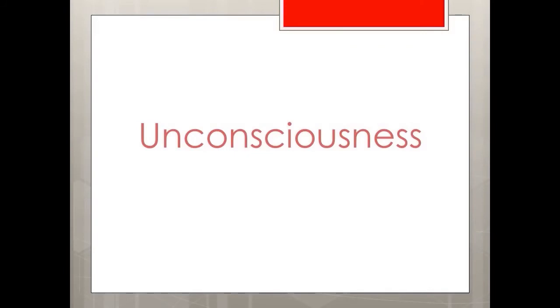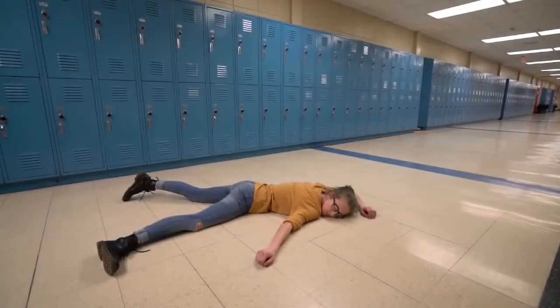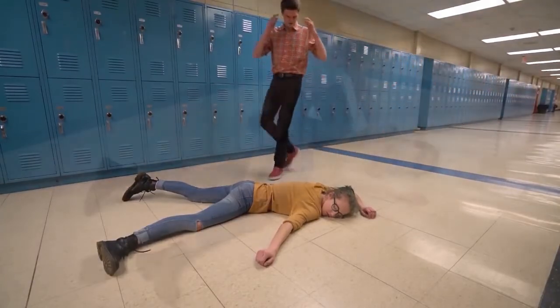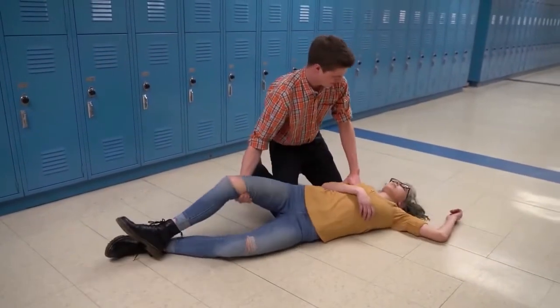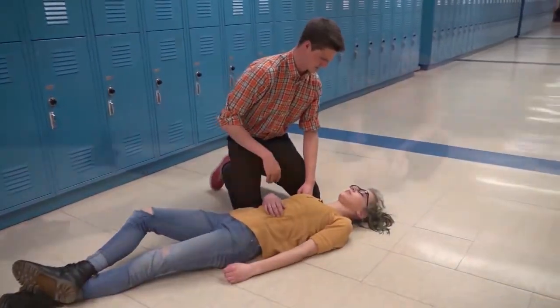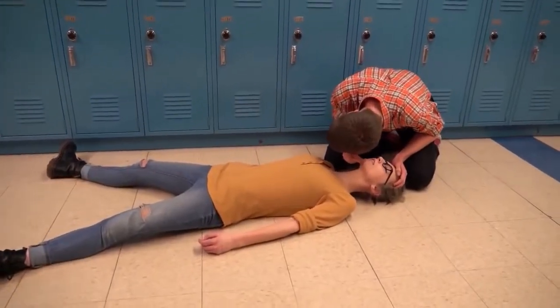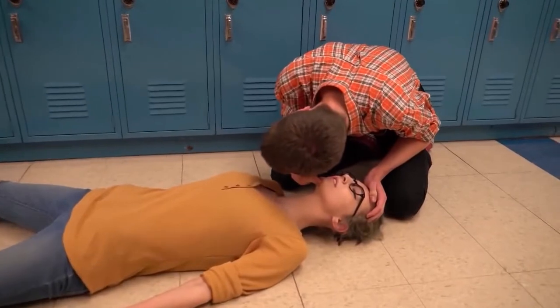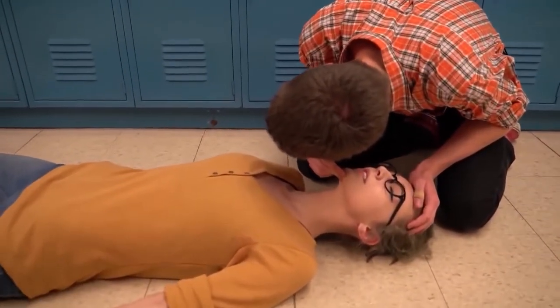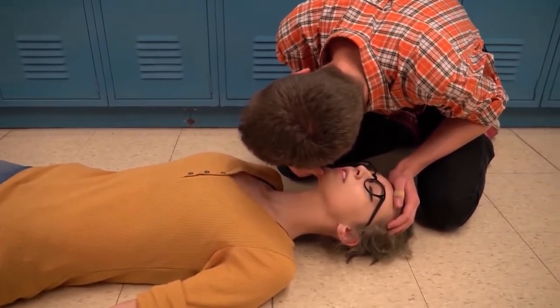Unconsciousness. To find out whether an individual is unconscious or not, ask them if they are okay and gently shake their shoulders. "You okay?" If they do not respond, you will need to call for help. Lay them on their back and check their breathing by placing one hand on their forehead and 2 fingers of your other hand on the tip of their chin. Gently tip the head back and raise their chin to free their airway.